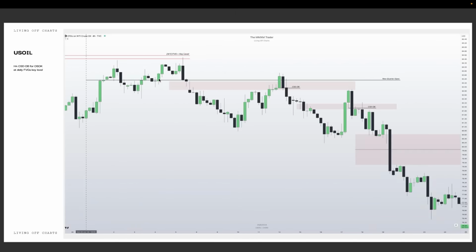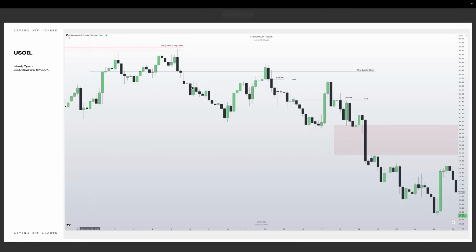So looking at this, these red rectangles right here are the daily fair value gaps. And we can see price on a 4-hour have a CSD here at the key level. This is the new quarter's open as well, right there. Fair value gap here, which price trades into. This is that daily FVG again, the second one. Price trades up into it, closes below the up close candle. We know we're bearish because of the market profiling with quarters. And then we have a CSD OB.